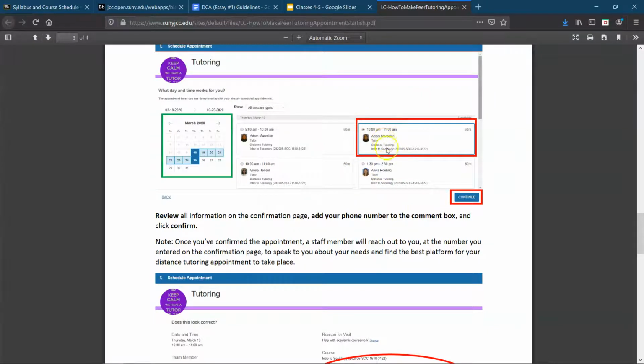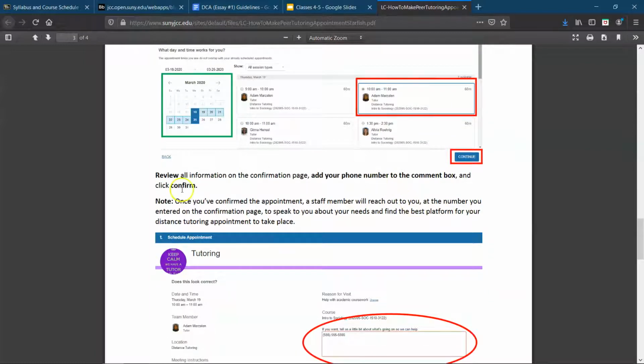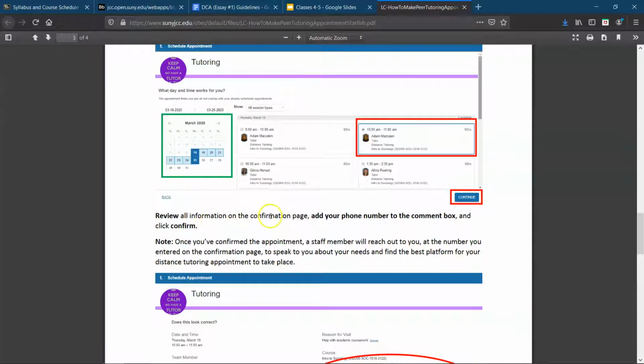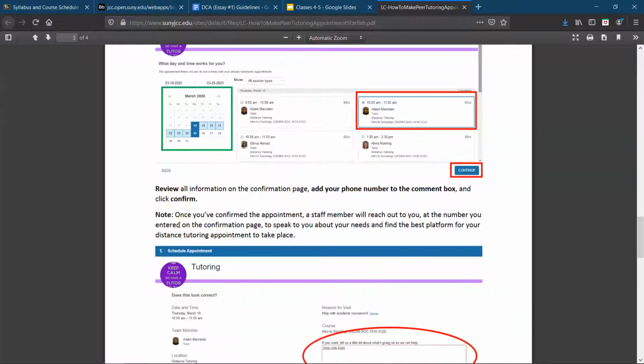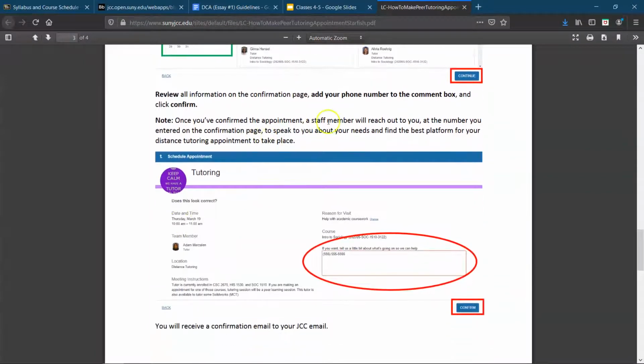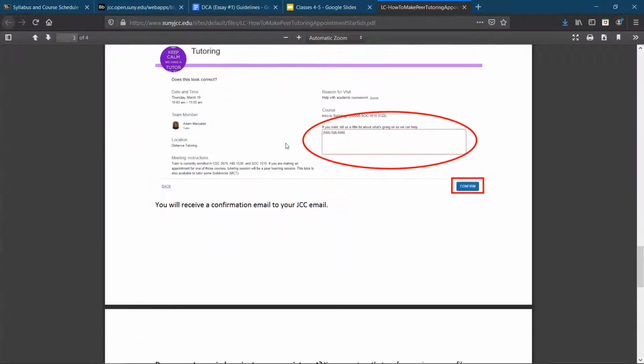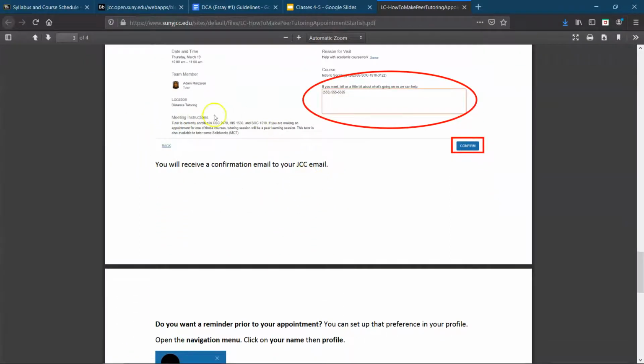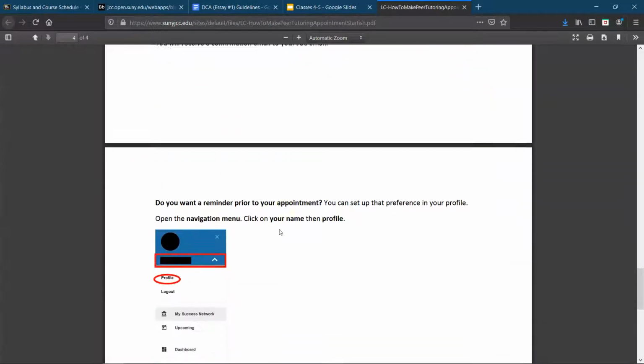And maybe take a look to see if they tutor Composition 1 and 2 in particular. And then from there, you can review your information on the confirmation page. Make sure to add your phone number to the comment box and click confirm. And then once it is confirmed, a staff member will reach out to you at the number you entered on the confirmation page to speak to you about your needs and find the best platform for your distance tutoring appointment to take place. And then they'll also send a confirmation email to your JCC email.